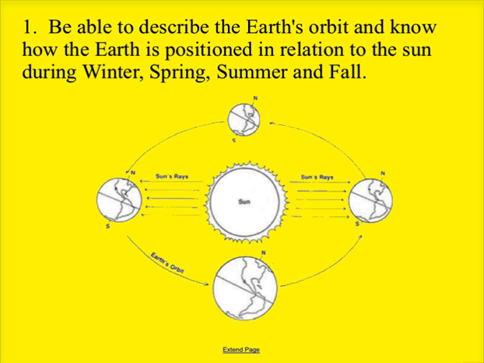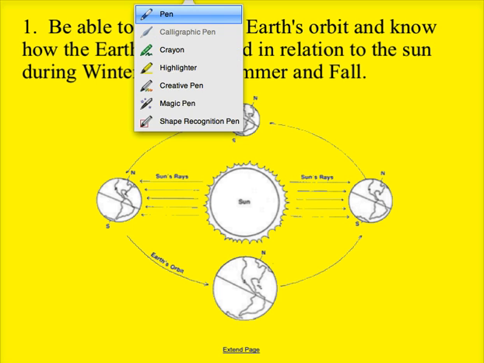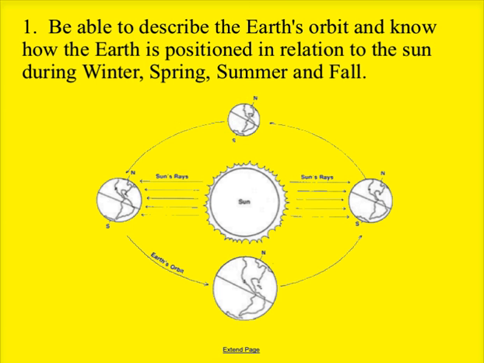Now, the first thing on your review sheet, be able to describe the Earth's orbit and know how the Earth is positioned in relation to the Sun during winter, spring, summer, and fall. So what you're going to have to be able to do is you're going to have a diagram similar to this on a test. Now that diagram is going to look a little different because it's not going to have certain things that you might like on it. Let me grab a pen here.